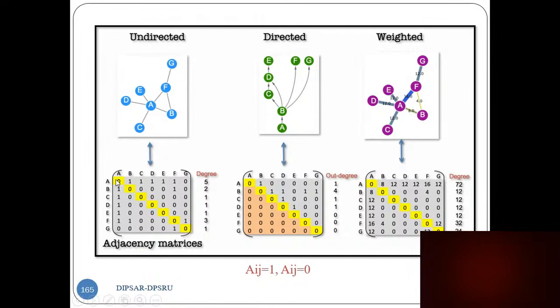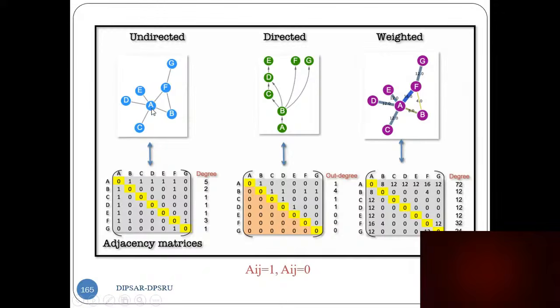Now A and A: is A connecting with itself? If there is an arrow from A to A, then I will give 1. For A i j, i is one node and j is another node. If there is a connection, I give 1. If there is no connection, then I provide 0. So you can see that A is not connecting with itself, so I am giving 0.